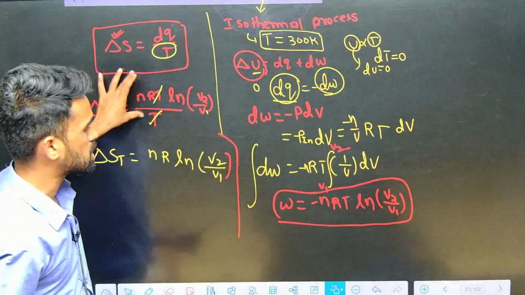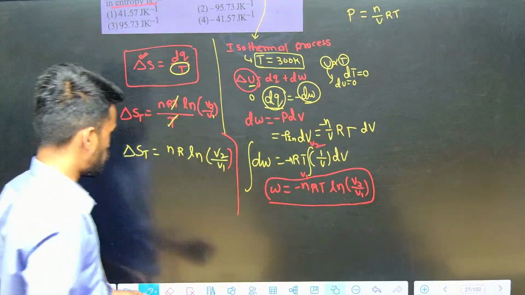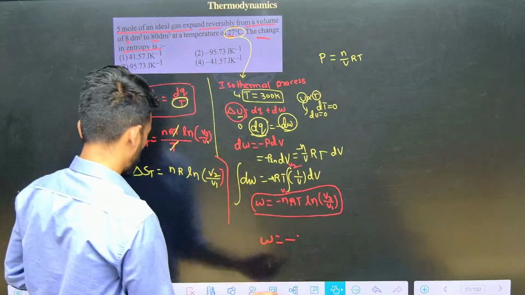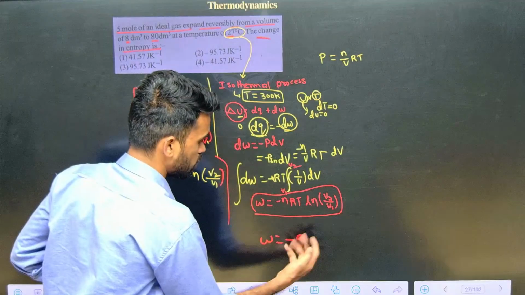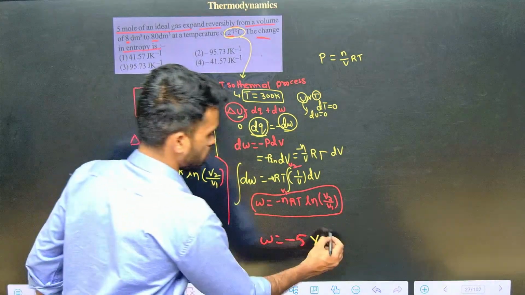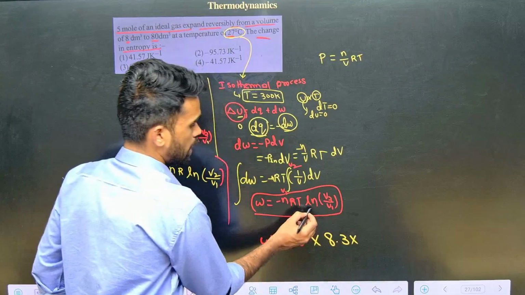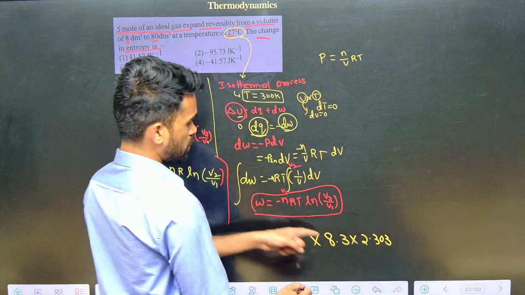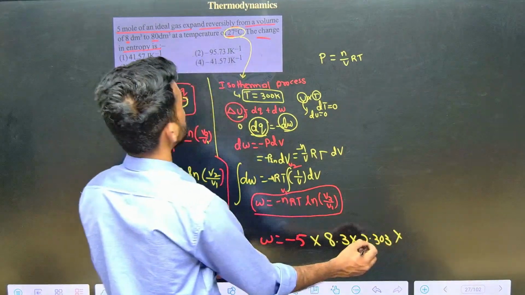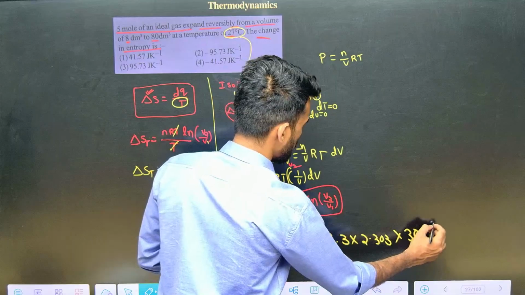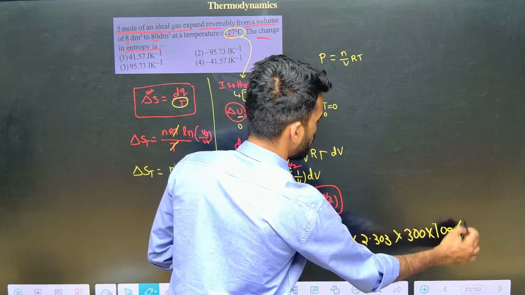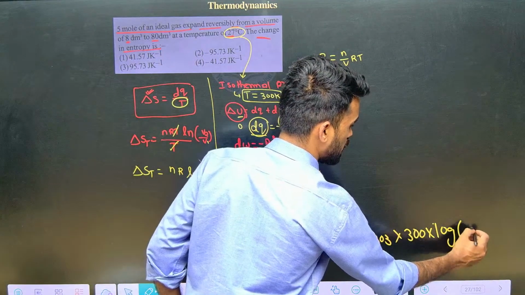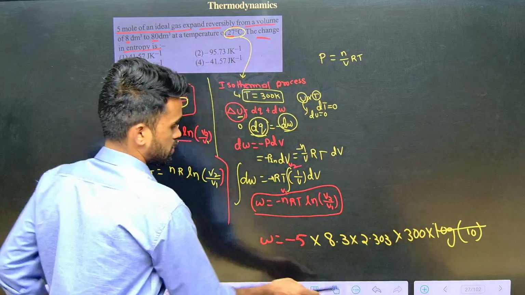Now if they ask for work done, what do you need to do? Take the number of moles they have mentioned, here 5 moles. So 5 into, they are asking in joules, so you can take 8.3, into ln, I am writing 2.303. Temperature they mentioned is 27, which means 300 Kelvin. Log V2 by V1: final volume is 80, initial volume is 8, 80 by 8 is 10, log 10 is 1. That's it.